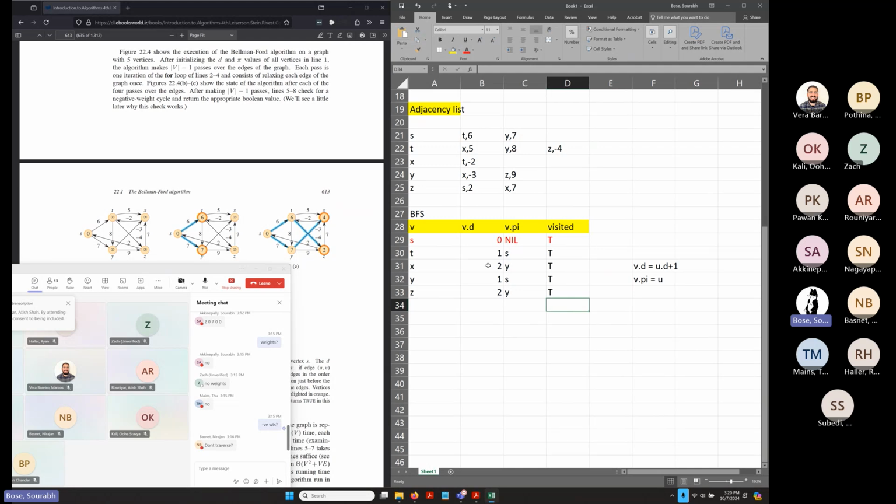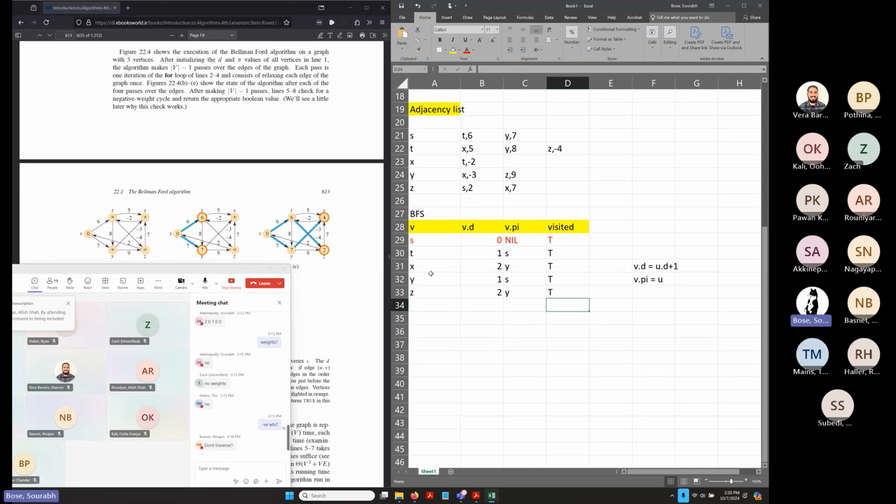So these are the discovery times and parent nodes of this particular breadth first search tree in this graph. As you can see, we just did 1 and 2 steps, and we were able to discover the full graph because S to T, T to X, and Y we got, Z we got.